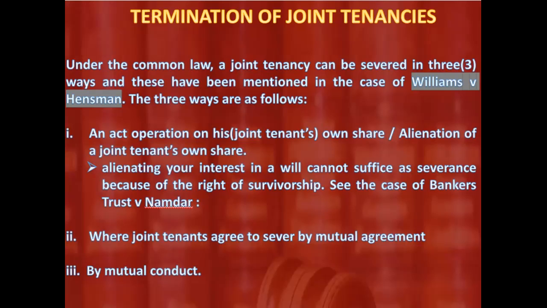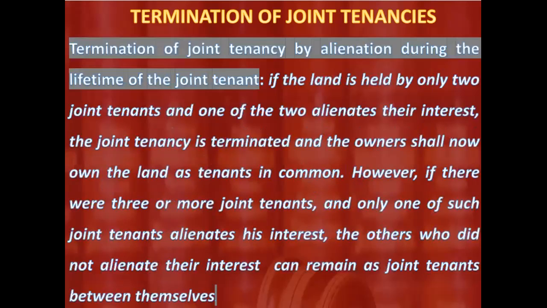One, an act operation on his own share, or alienation of a joint tenant's own share. What this means is that if you have a joint tenancy and there are four people that own the property as co-owners, as joint tenants. Now, if one co-owner seeks to deal with his share, and he says that he no longer wants to be a part of the joint tenancy, so that joint owner deals with his own share, severs that share from the joint tenancy, and sells his share to a third party, then by selling his share to a third party, it means that he has alienated his share and he has taken himself out of the joint tenancy.